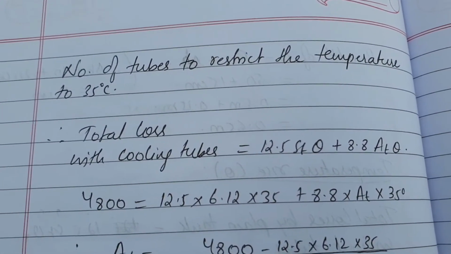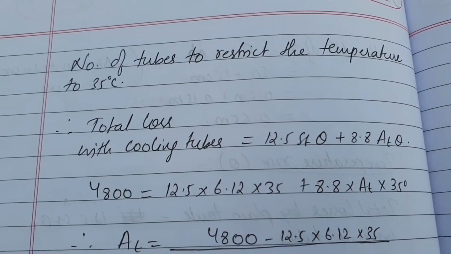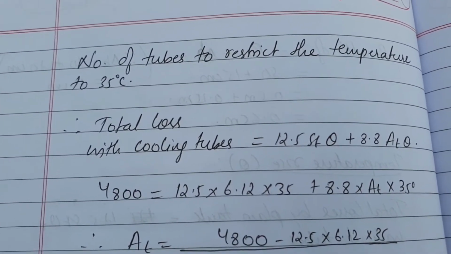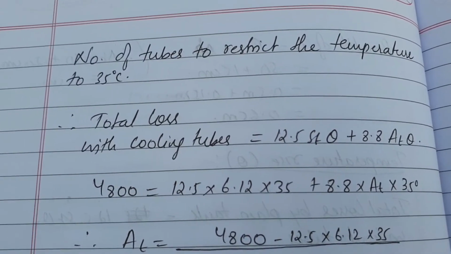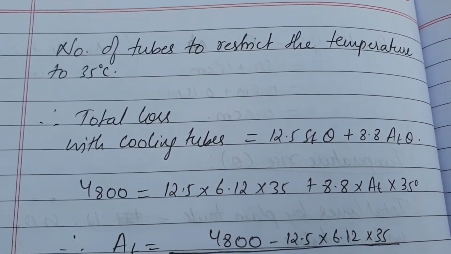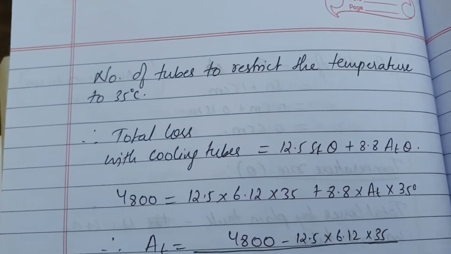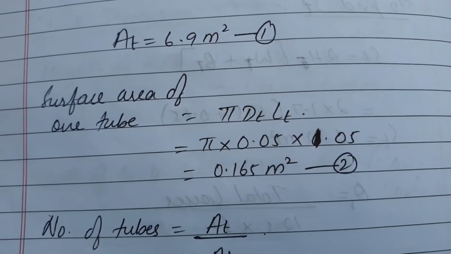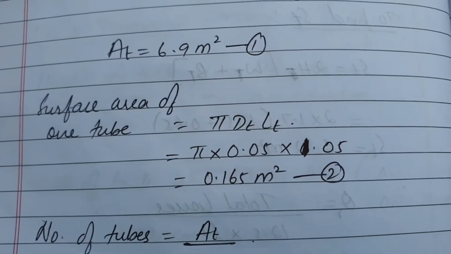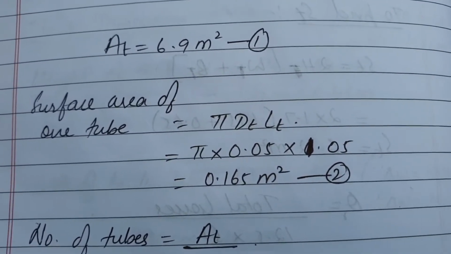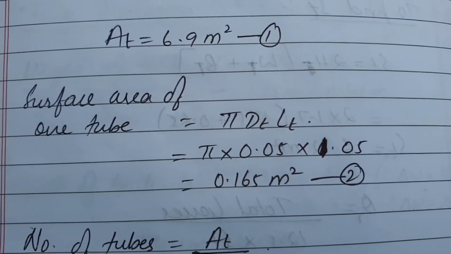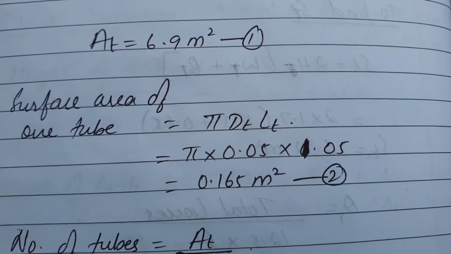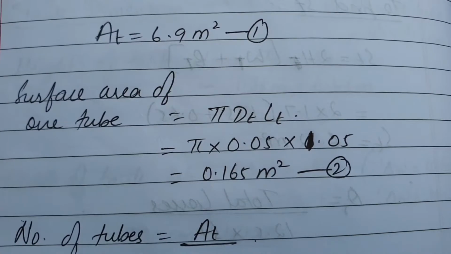Theta R is nothing but the temperature rise of a transformer without any cooling tube. But we have to restrict the temperature rise of transformer to 35 degrees Celsius only. Therefore, now let us calculate the surface area of one cooling tube, that is S1 is equal to pi dt into LT. Substitute the value, you will get S1 value as 0.165 meter square.